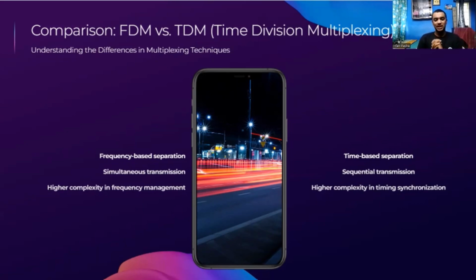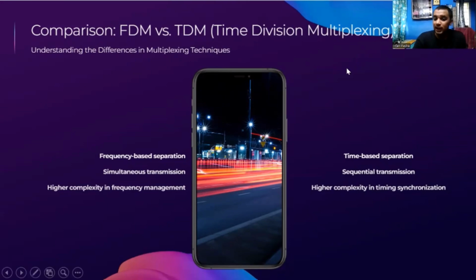Frequency-based separation, simultaneous transmission, higher complexity in frequency management. This is of the FDM. FDM is based on frequency separation, simultaneous transmissions happen, a huge broadband where all the frequencies come together. What FDM does is divide the frequencies and get the proper frequency we want.